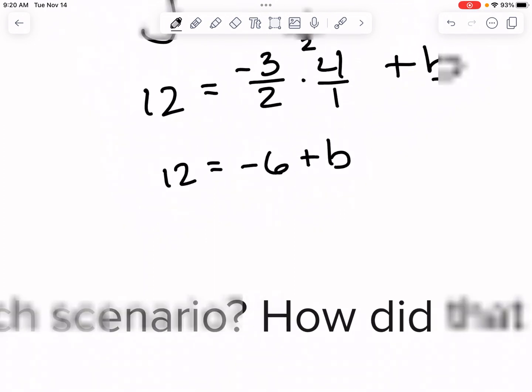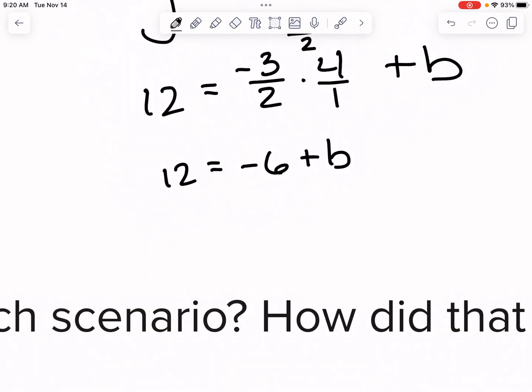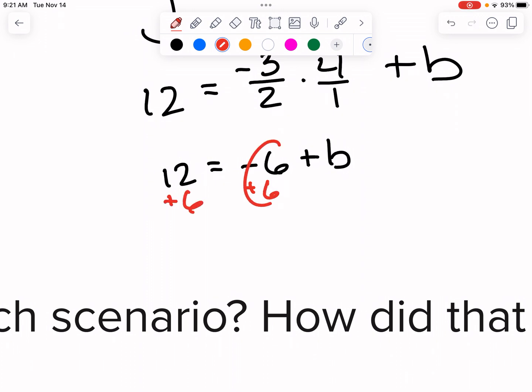And then when you solve an equation, you solve for a variable, you have to move everything away from the letter. And we do that with inverse operations. So we see that we're subtracting 6, so I'm going to add 6 to both sides. And 12 plus 6 is 18. So this is where we begin.